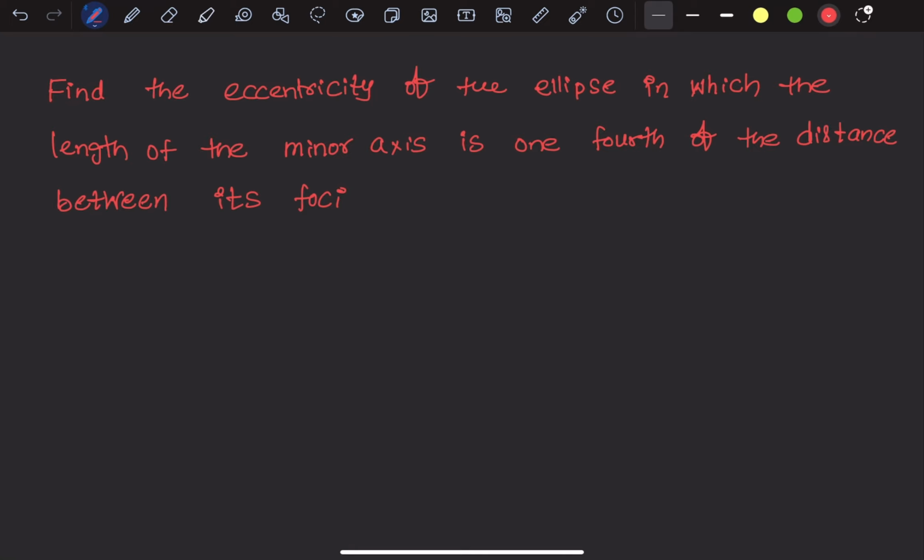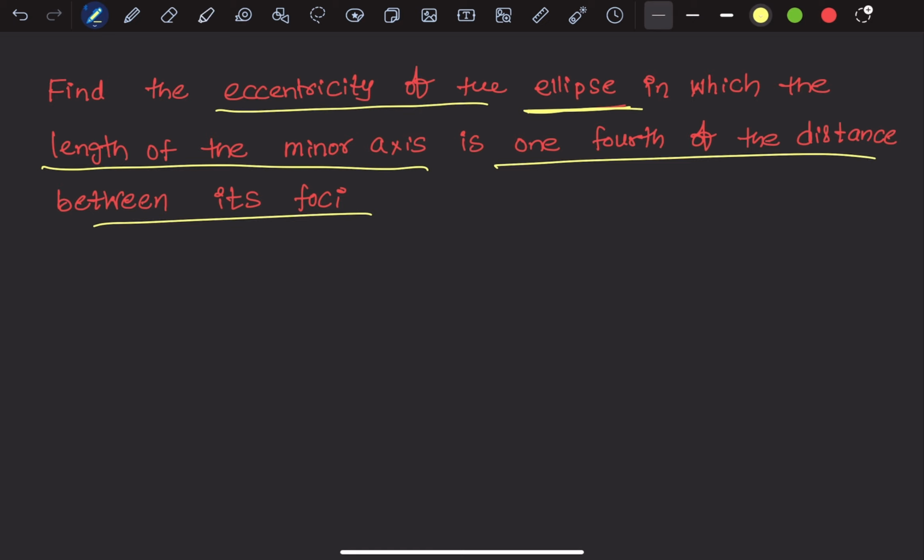So our next question is from the topic ellipse, basically conic sections. So we have to find the eccentricity of the ellipse in which the length of the minor axis is 1/4 of the distance between its foci. So this is, I think, the simplest question on the question paper.